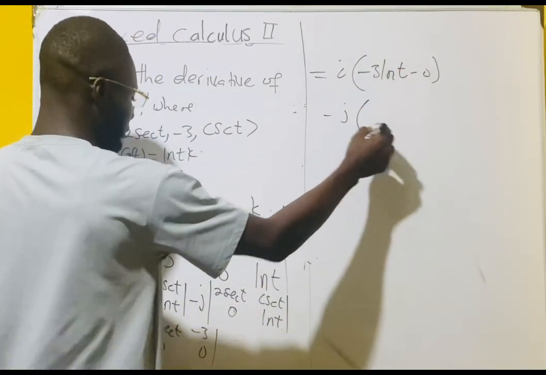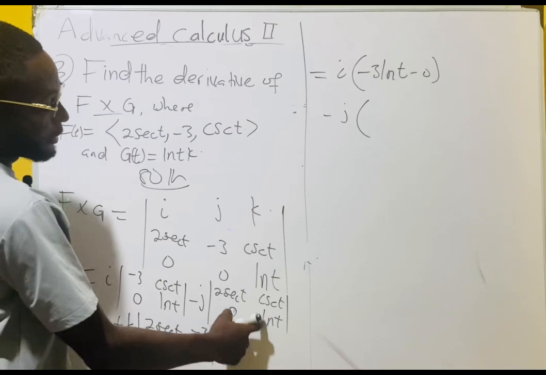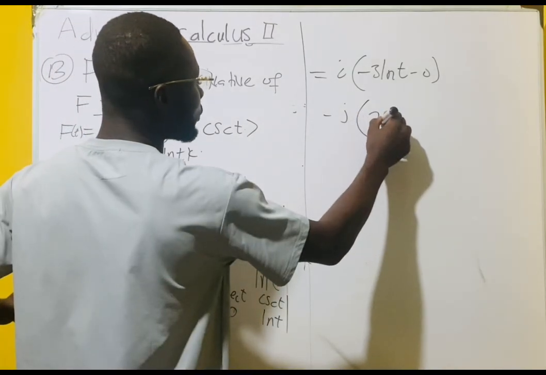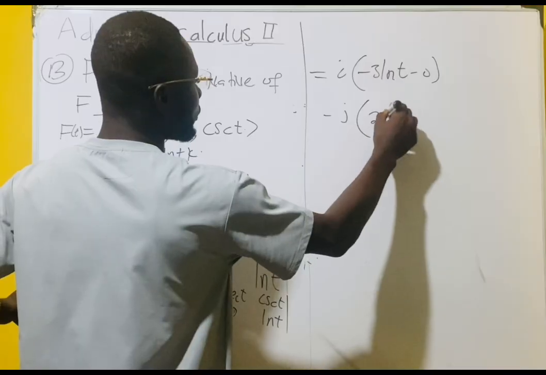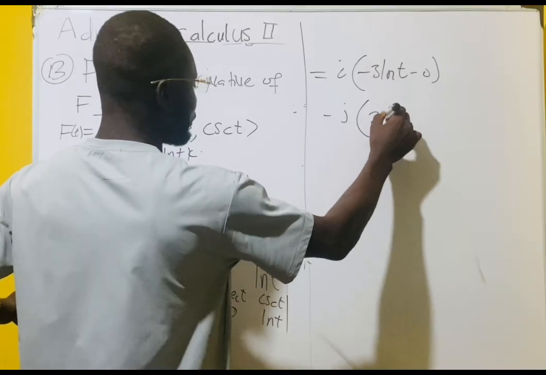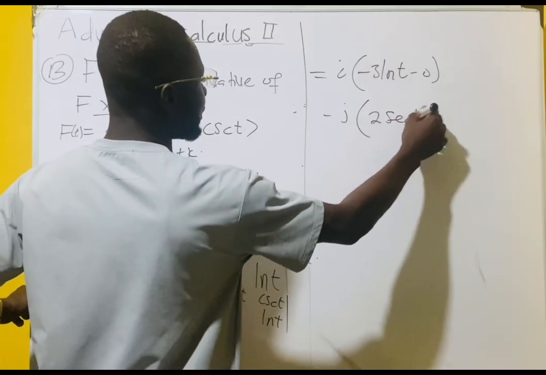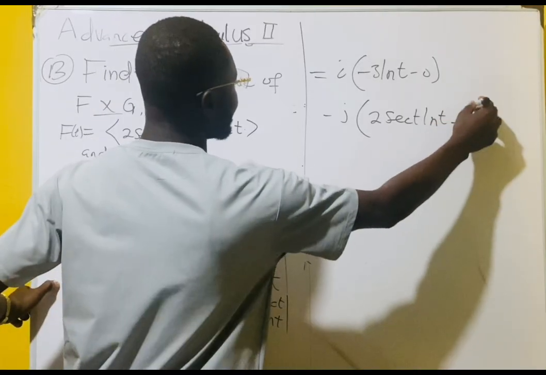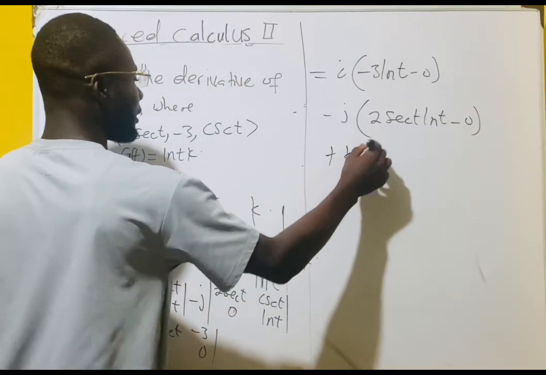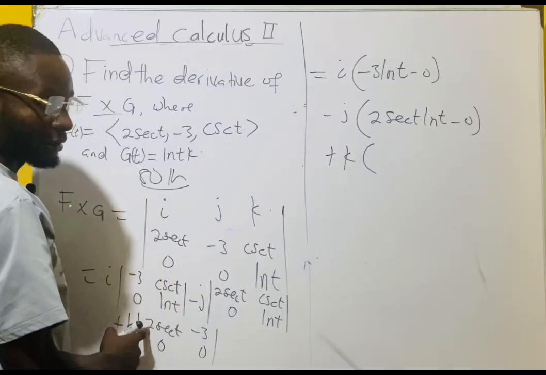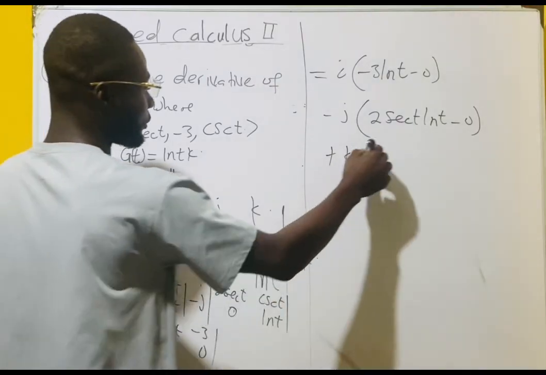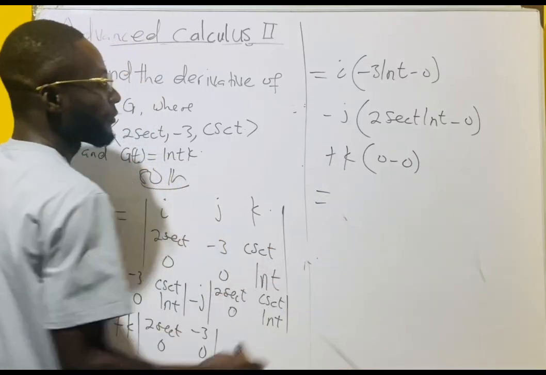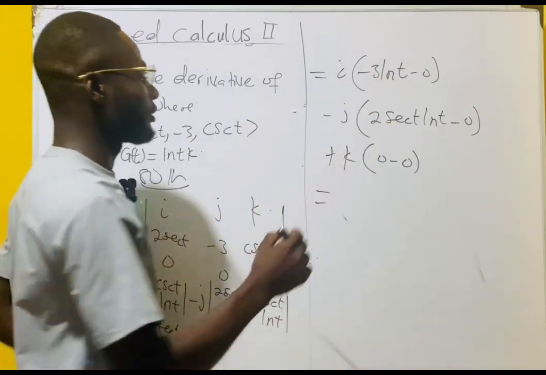Minus j into this and this will give us 2 sec t ln t, right? Minus 0 plus k into this and this is 0. This and this is also 0. So 0 minus 0. So finally we have the i components to be what?